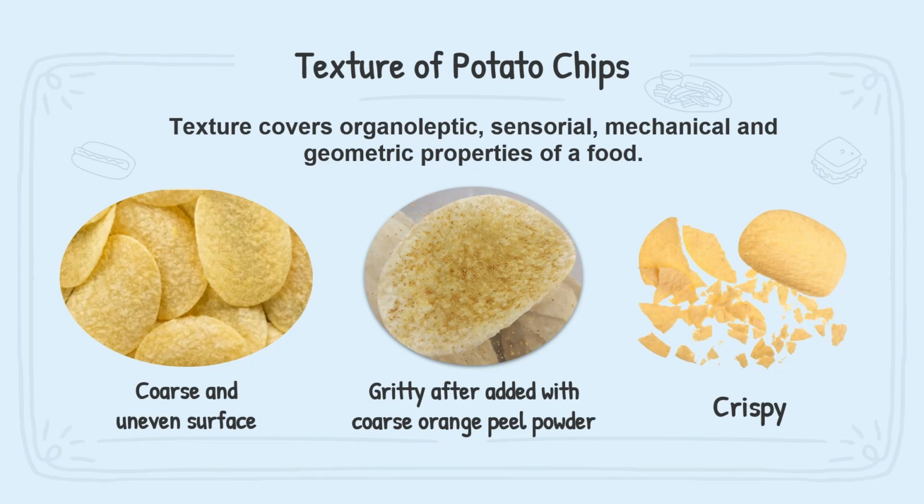Food texture is a term for sensory experiences originating from visual, audio, mechanical, and tactile stimuli. The potato chip we chose has a coarse and uneven surface. The surface of the potato chip became gritty after being sprinkled with the coarse orange peel powder.